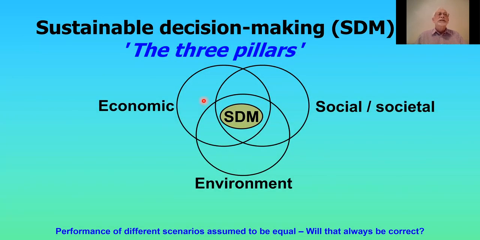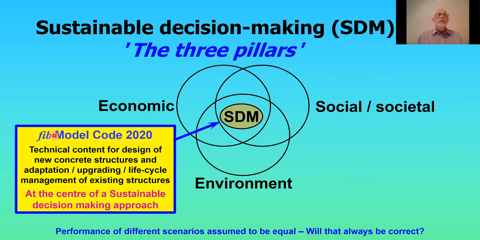So here you can see the 3 pillars: economic, environmental, social and societal aspects. And here in the sweet spot in the middle is a consideration of all of these 3 factors without any individual weighting of those considerations. And FIB Model Code 2020, with its technical content for the design of new concrete structures and adaptation, upgrading, lifecycle management of existing structures, seeks to be positioned here at the centre of the sustainable decision-making approach.